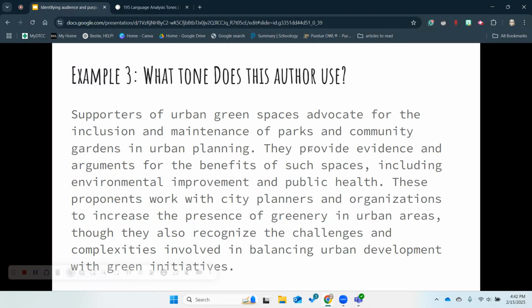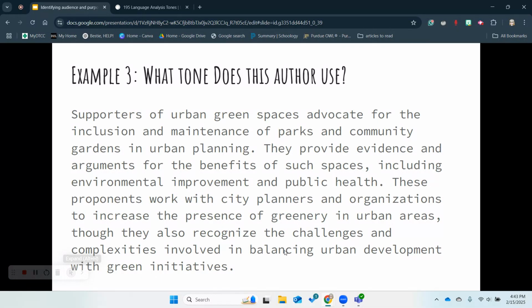Okay, so now here's our last one, example 3. Supporters of urban green spaces advocate for the inclusion and maintenance of parks and community gardens in urban planning. They provide evidence and arguments for the benefits of such spaces, including environmental improvement and public health. These proponents work with city planners and organizations to increase the presence of greenery in urban areas, though they also recognize the challenges and complexities involved in balancing urban development with green initiatives.